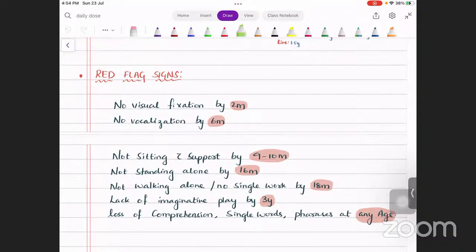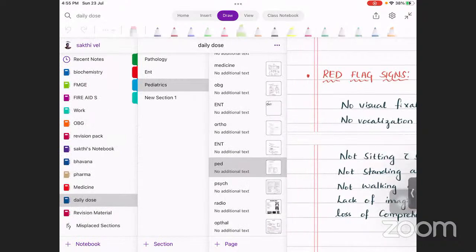Okay, so developmental milestones and the red flag signs are high-yield areas in pediatrics, while other portions like neonatal jaundice we covered in pathology and medicine, so I'm skipping them here. Anyways, we finished pediatrics and we move on to psychiatry now.